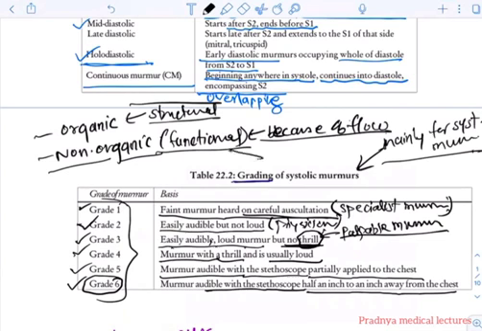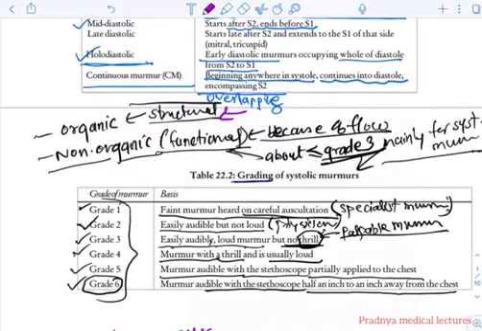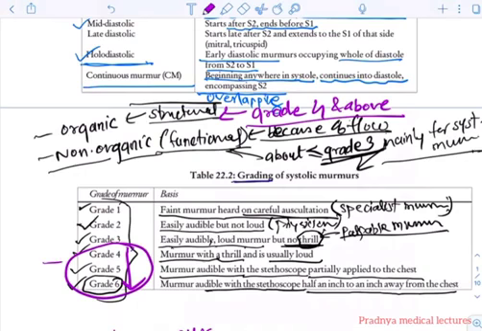So what the difference is, the functional murmur will always be equal to or less than grade 3. It will never be more than grade 3. And a structural murmur will be grade 4 and above. If it is severe, it can be grade 3 also, but if the grade is 4 and above, then you have to consider that these murmurs are always organic. And if it is grade 1, 2 or 3, it can be an organic murmur or a non-organic murmur. So this is why grading is very necessary.